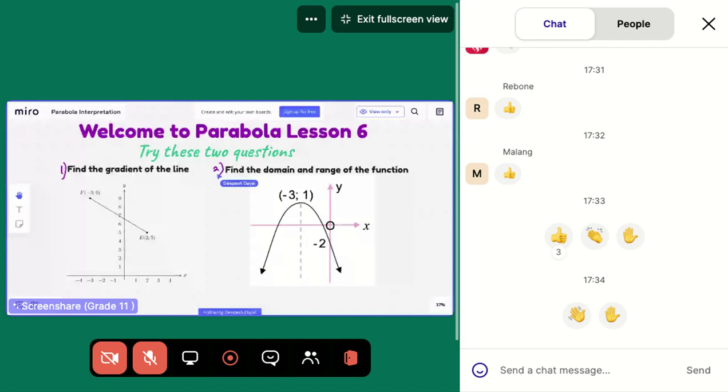So the first one wants us to calculate the gradient. And for the gradient, we're going to use m. So m equals your change in y over change in x. So it will be y2 minus y1 over x2 minus x1. Okay, so it's y2 minus y1 over x2 minus x1.